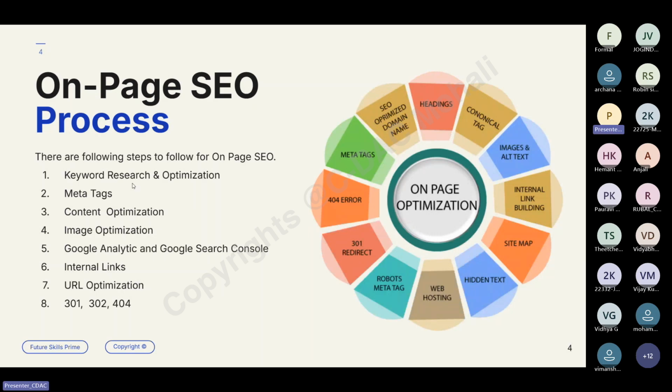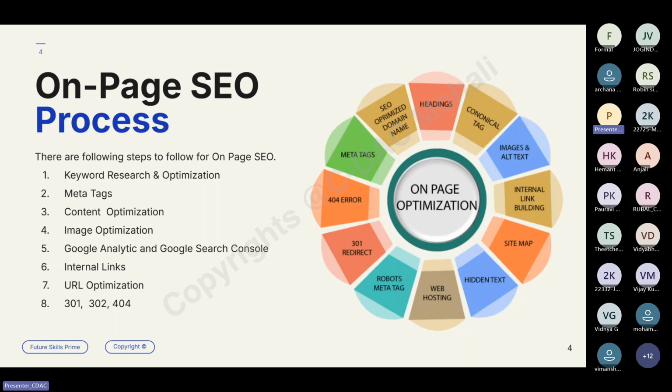Then content optimization: we will optimize our content and publish only valuable content on our website. After that, we will add the multimedia part. We will upload all the images and videos, optimize them, and properly add the alt tags or alt attributes in our code. And then we will upload right-sized images with good quality.